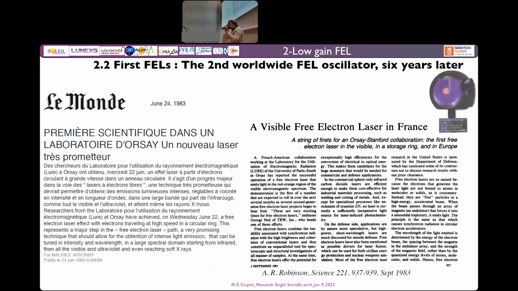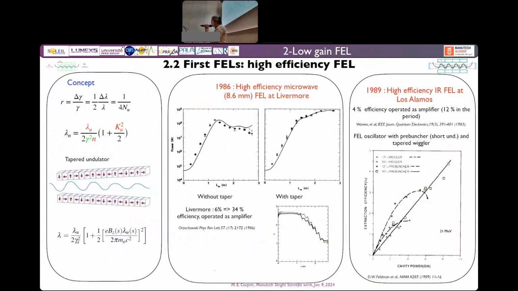So just to make a bit of relaxing for the presentation, to see the importance of this result, there was a paper in Le Monde and a paper in Science. So at that time it was written by not the group itself.